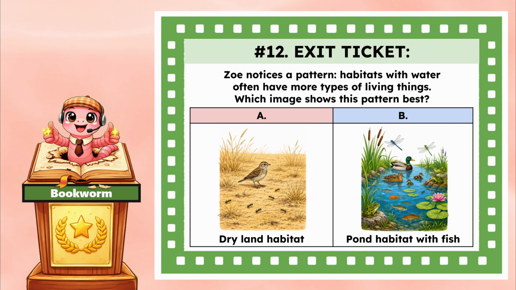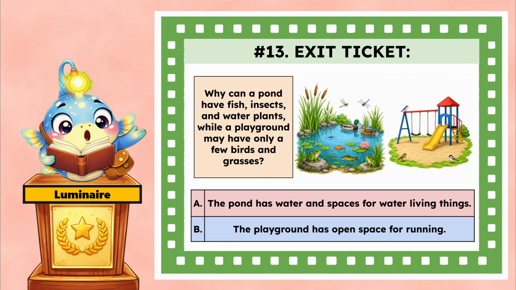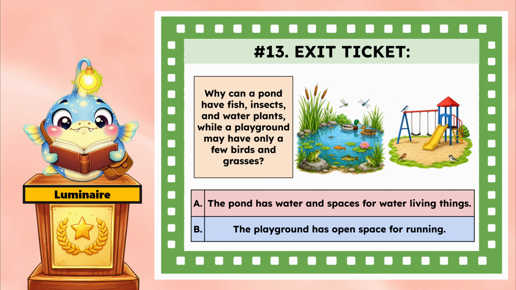And the correct answer is letter B, pond habitat with fish. Why can a pond have fish, insects, and water plants, while a playground may have only a few birds and grasses?